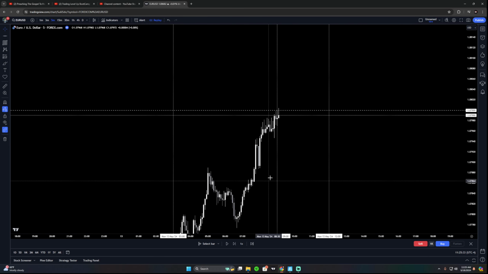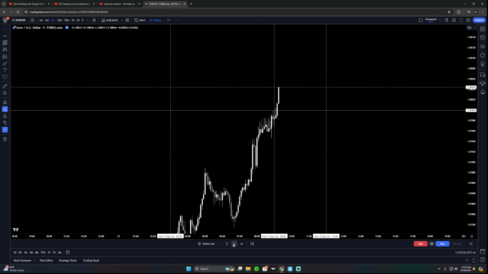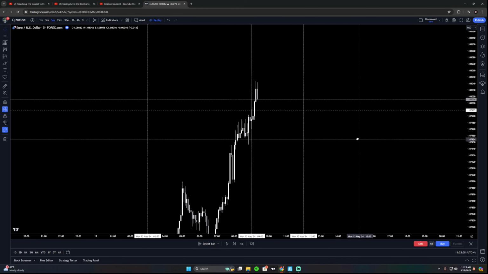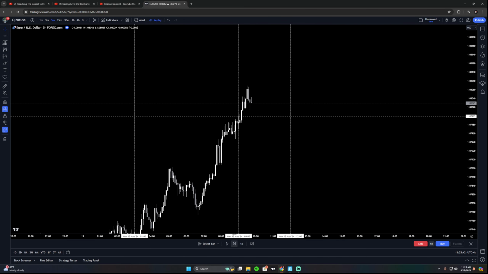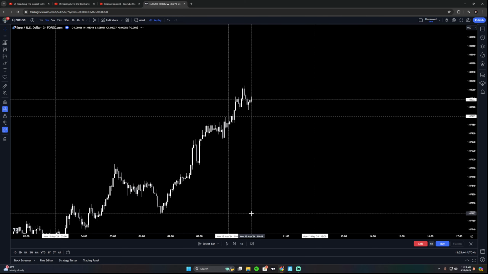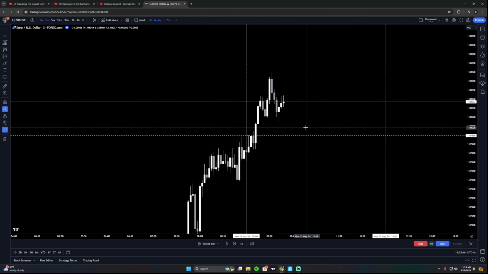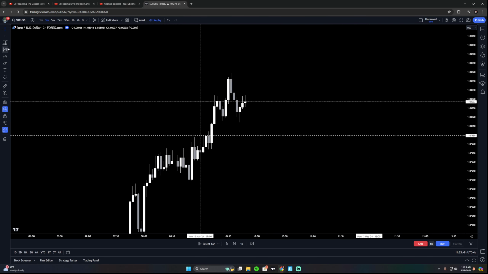As you can see, price pushes it. So now we're looking for a fair value gap to the downside for a sell position. Oh, I'm also on the wrong time frame. As you can see, we get a fair value gap right here.